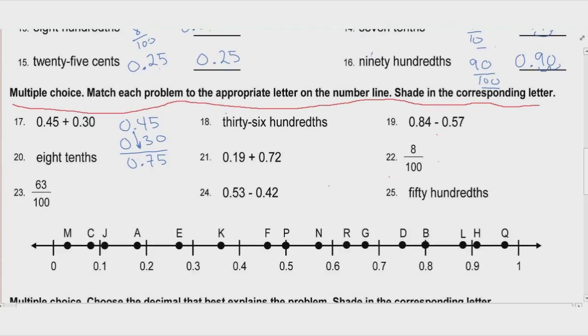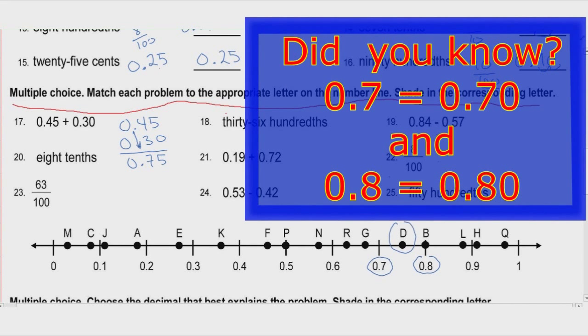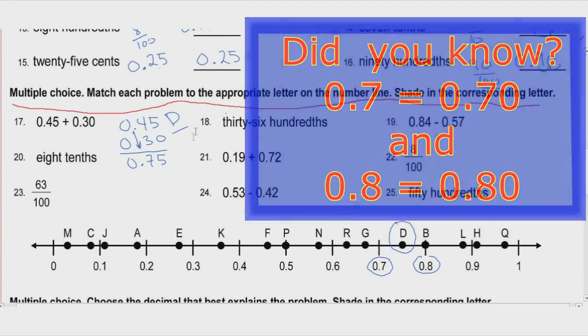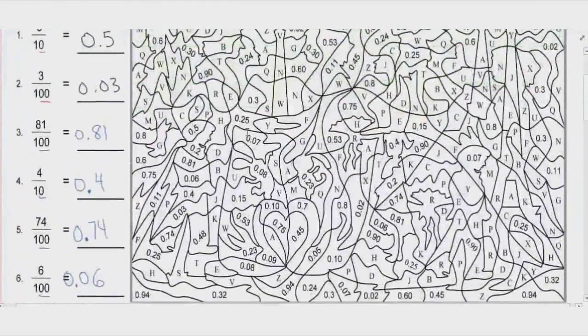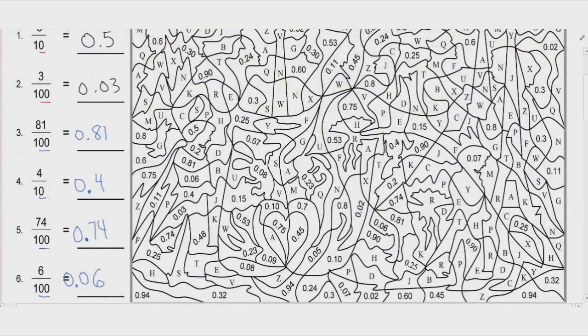If we look on the number line, we have to find out where 0.75 would be. Well, of course, it'll be between 0.7 and 0.8, which gives us D. So write D here for our answer, and we go find this up in the picture. So you'd be looking for all the D's. I see one right off the bat. One's right there. So you'd shade in all the D's. I'm sure there's more than one of them, but that's what you would need to do.